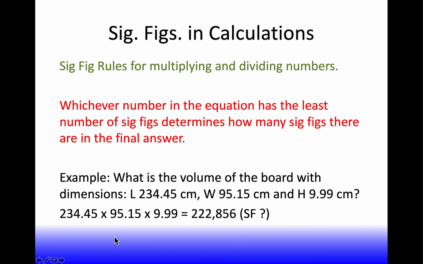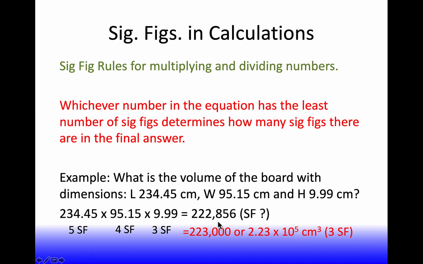So if you use your calculator and you don't even go to a decimal, but you just go to the ones place, you can see there's all sorts of numbers here, 222,856, right? Now, how many significant figures does this have? The first one has 5, the second one has 4, the third one has 3. We have to round this number to 3 significant figures.